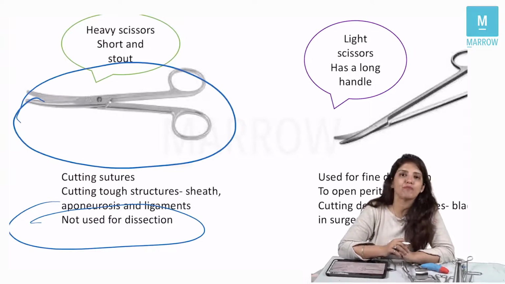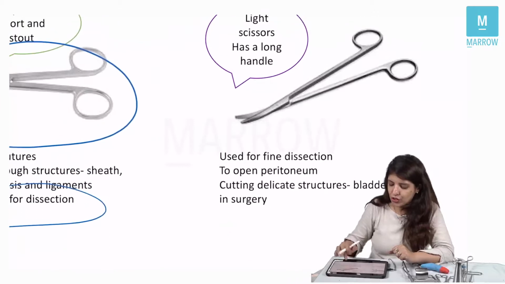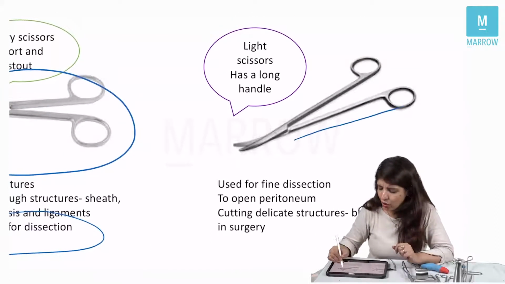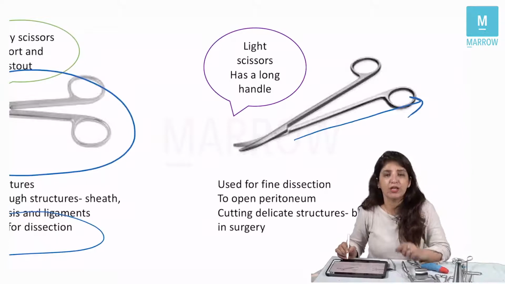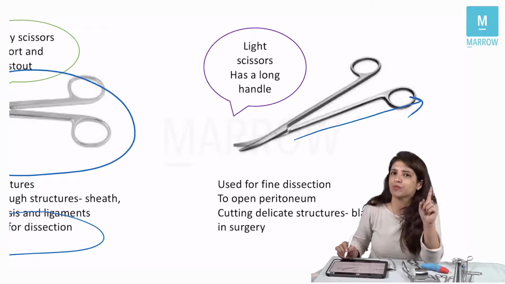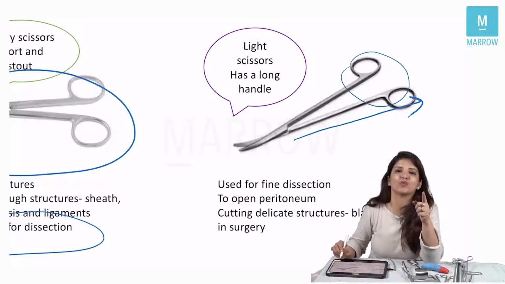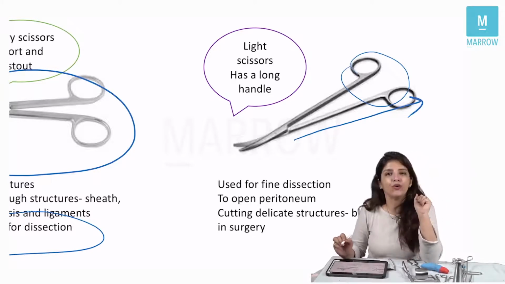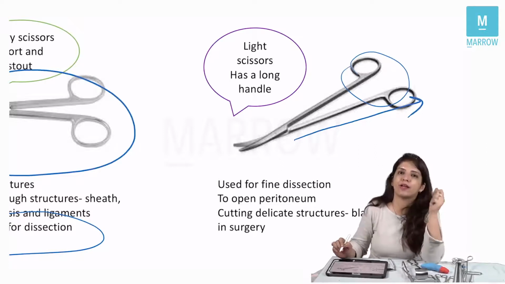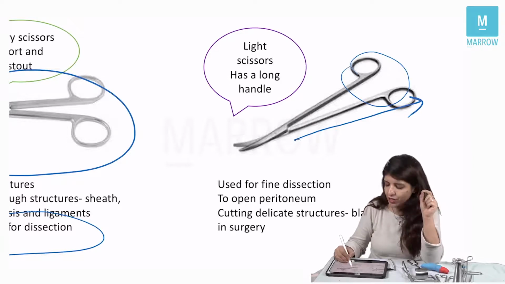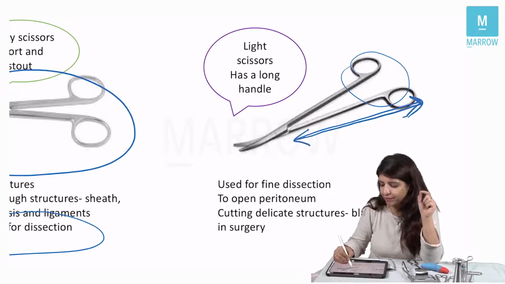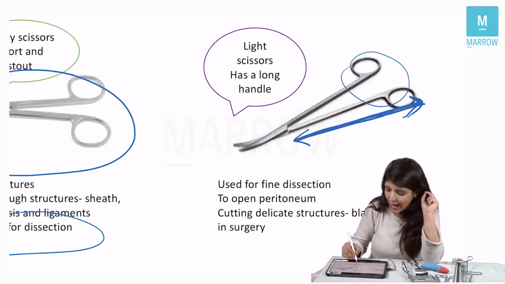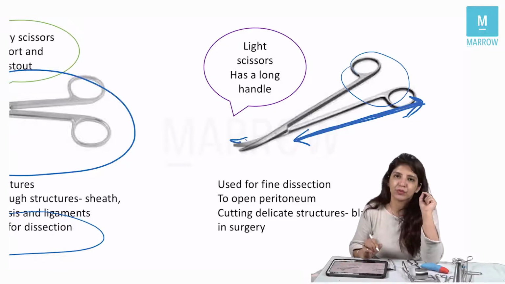Now, Metzenbaum scissor is a scissor which is very light and it has a very long handle. That is how you're going to identify it. Always scissors and forceps can be identified on the basis that scissors will never have a lock, right? Forceps will have a lock, right? Now, how do you identify Metzenbaum scissor and a Mayo scissor? A Metzenbaum scissor will be a very light scissor and it will have a long handle. A long handle. That is how you identify a Metzenbaum scissor, and its tips will be pointed, right?